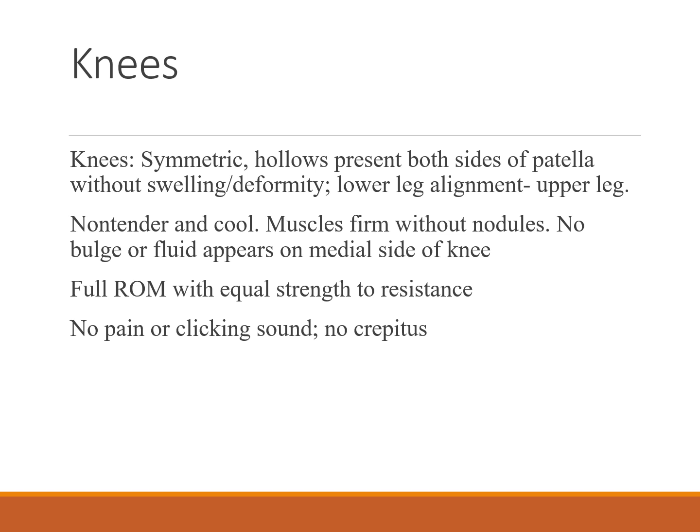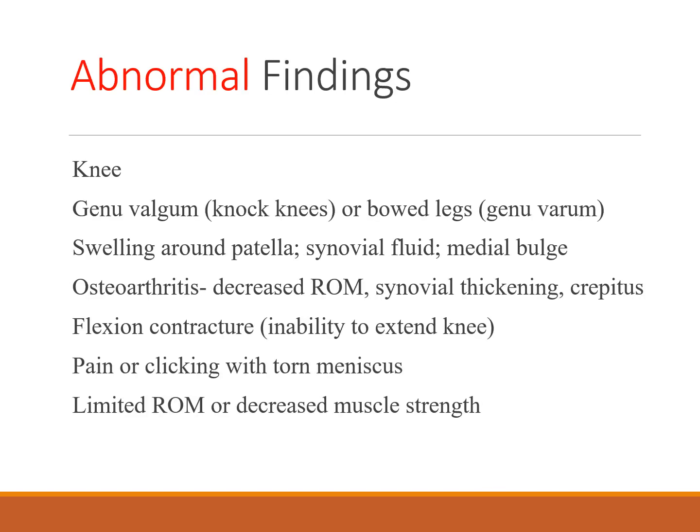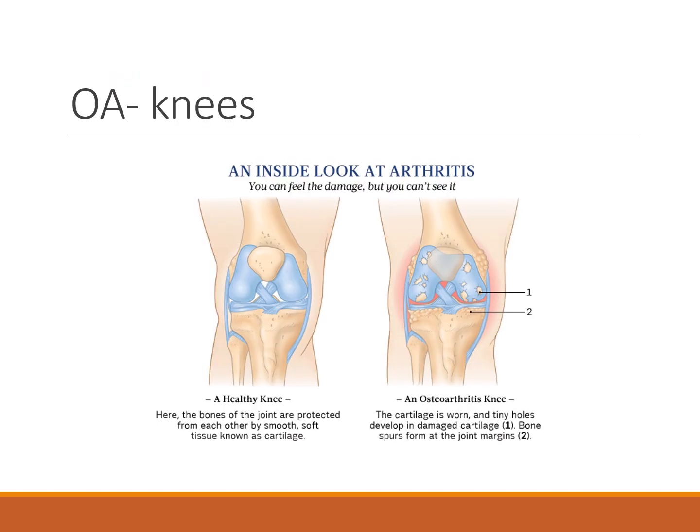So with your knees, they should again be symmetric. They should be non-tender and cool. Full range of motion, equal strength. Should be no pain or clicking or crepitus. Those are all abnormal findings. So we see patients with genu valgum or genu varum, knock knees or bow legs. These are abnormal findings there. Any swelling or fluid around the patella would be an abnormal finding. Osteoarthritis and osteoporosis obviously, those are abnormal findings. So here's a picture of your knees and how the cartilage is affected.